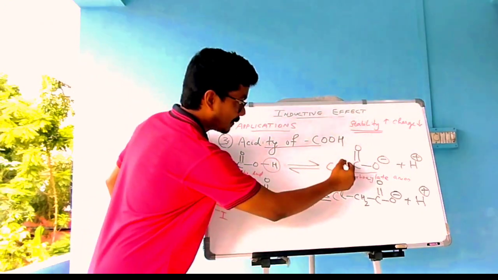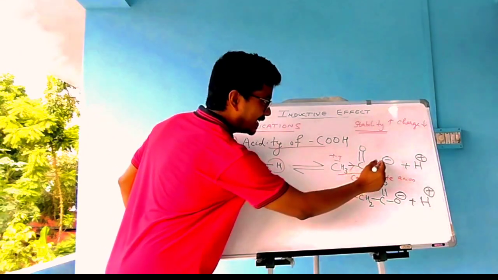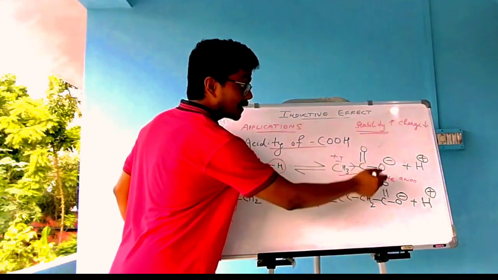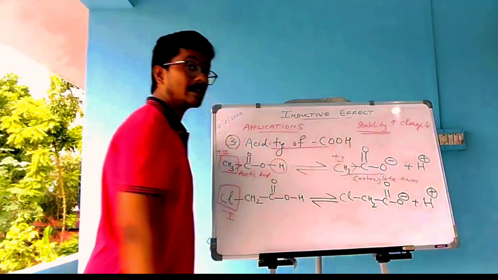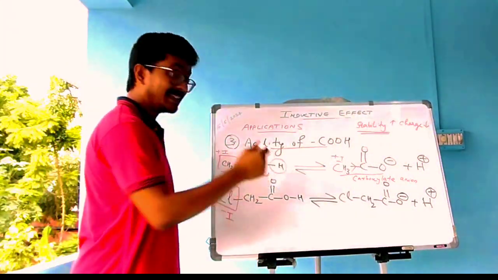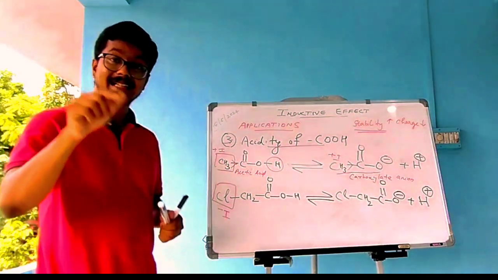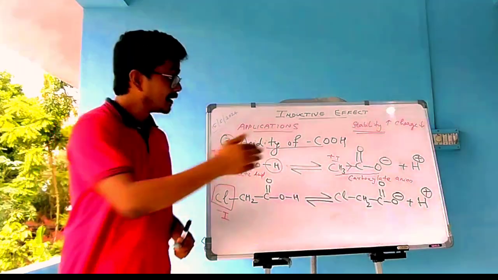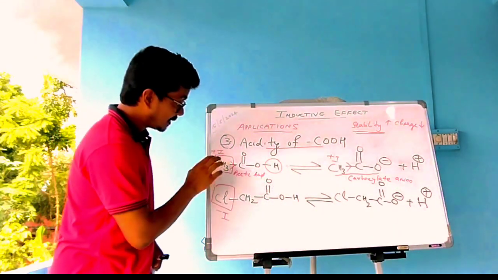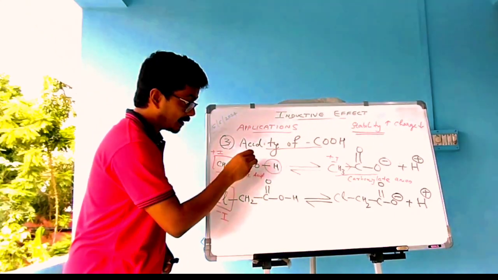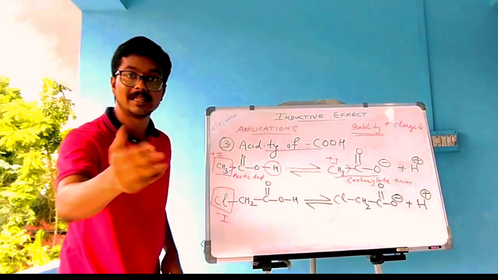And the plus I effect of the alkyl group will intensify the negative charge on the carboxylate anion, thereby decreasing the stability of the carboxylate anion, which in turn decreases the acidity. So, plus I effect decreases the acidity. How? By decreasing the stability of the carboxylate anion, and by releasing electrons to the carboxylic group, decreasing the capacity to release H plus ion.